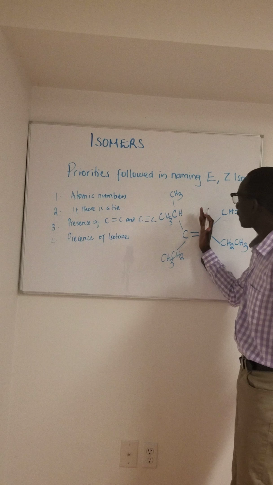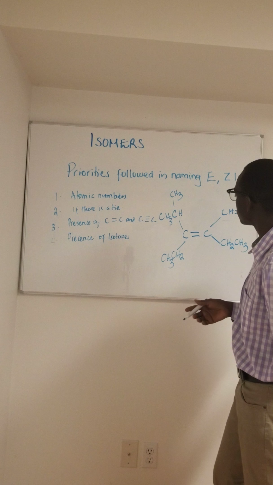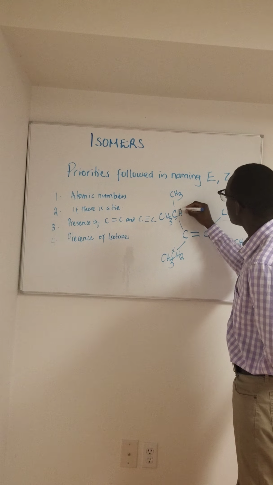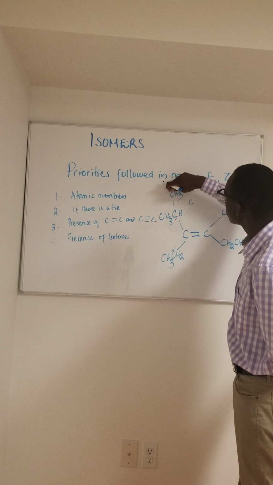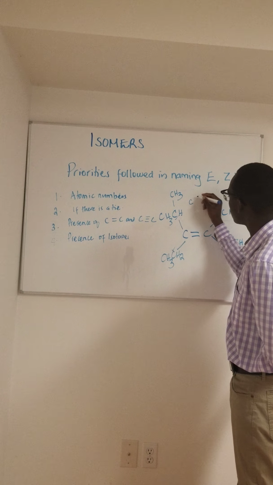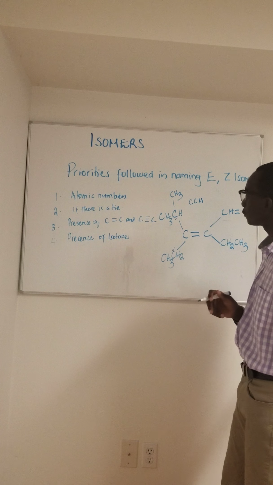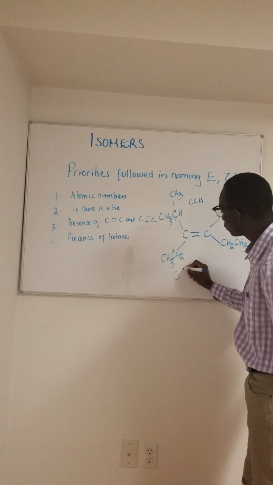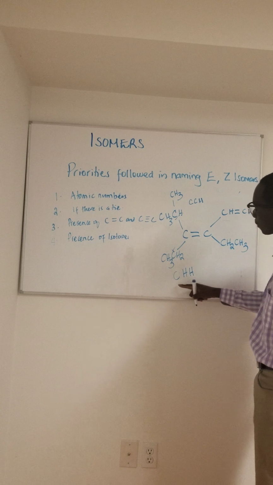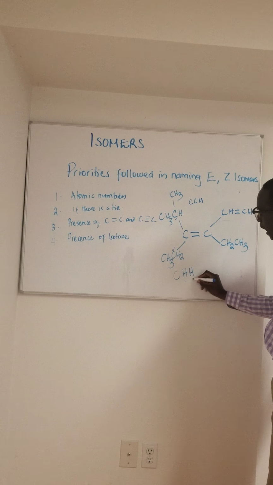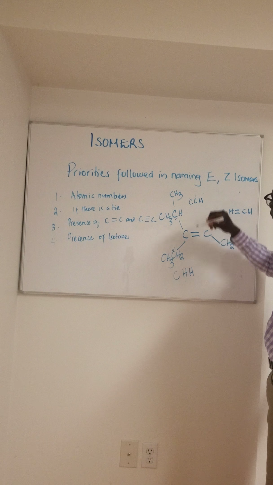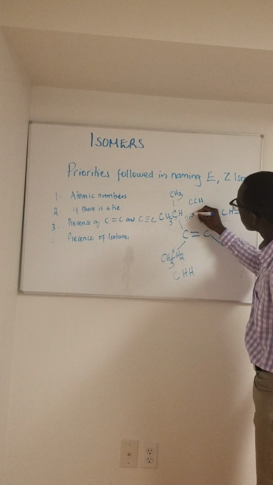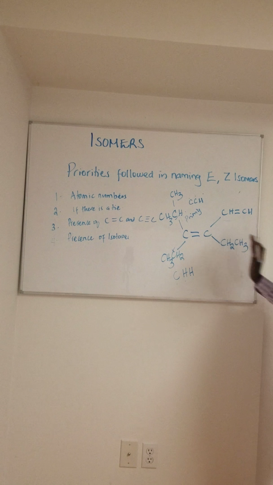So now on this side, let us decide which side takes our priority. We drop down to this other carbon, this carbon and this carbon. So this carbon is bonded to this other carbon and this other carbon and this hydrogen. So it is bonded to C, C, H. Whereas this carbon is bonded to this carbon and 2 hydrogens. So this has carbon, hydrogen, hydrogen. This has carbon, carbon, hydrogen. So this takes a higher priority. Then we go to this other side.